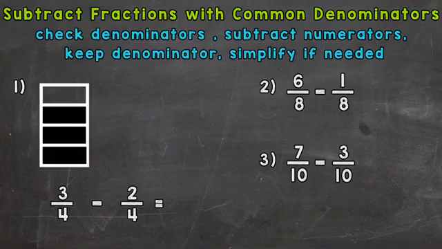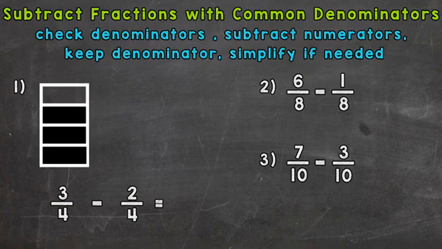In this video, I'm going to cover how to subtract fractions with common denominators. And at the top of your screen in blue, we have the steps that we're going to take in order to do this. So we're first going to check our denominators, and I'll explain why here in a second. Then we're going to subtract our numerators, we're going to keep our denominator the same, and then we'll simplify if needed. And we have three examples that we'll go through together in order to get this down.